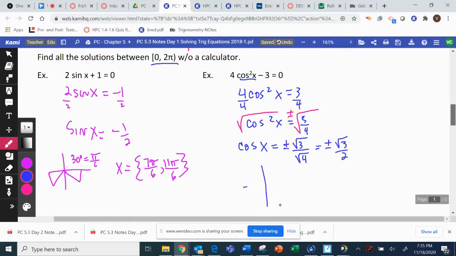So now, because cosine is plus or minus, that is every single quadrant. All 4 quadrants. So I just need to know where cosine is radical 3 over 2, which is a 30-degree reference angle, which is pi over 6. So our answer is going to be all 4 pi over 6 angles.